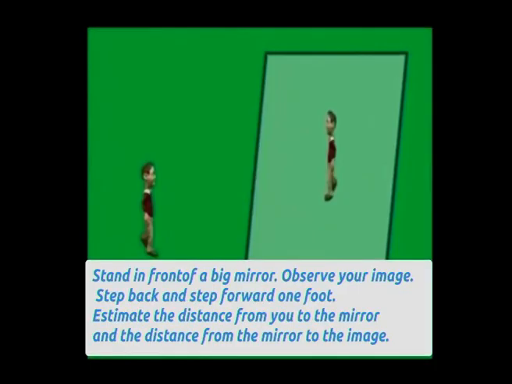Stand in front of a big mirror. Observe your image. Step back and step forward 1 foot. Estimate the distance from you to the mirror and the distance from the mirror to the image. What did you observe?